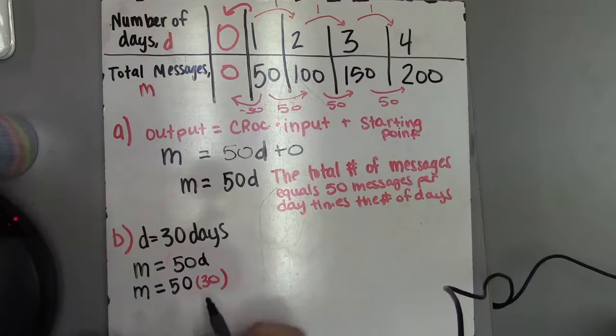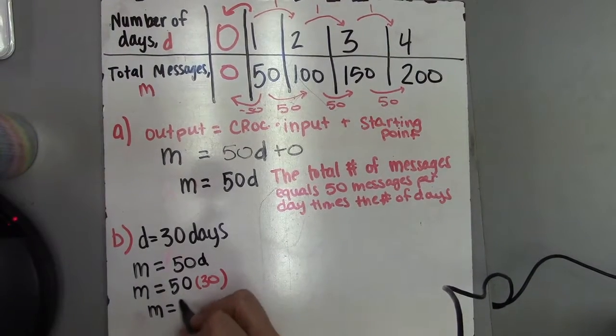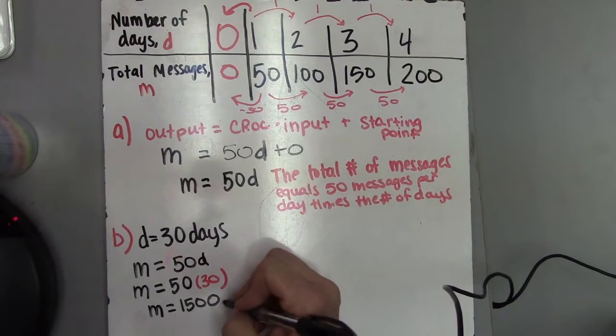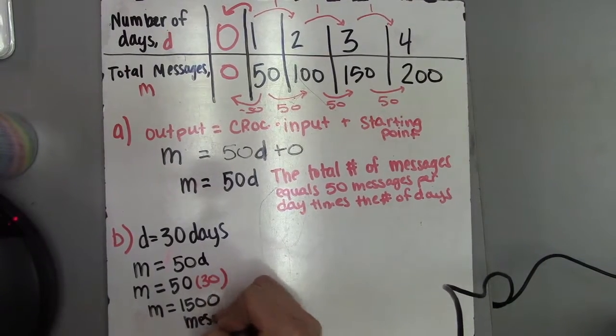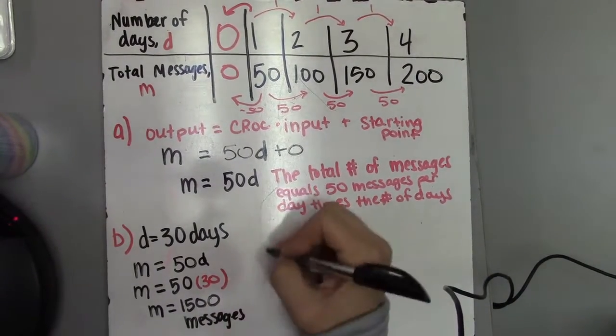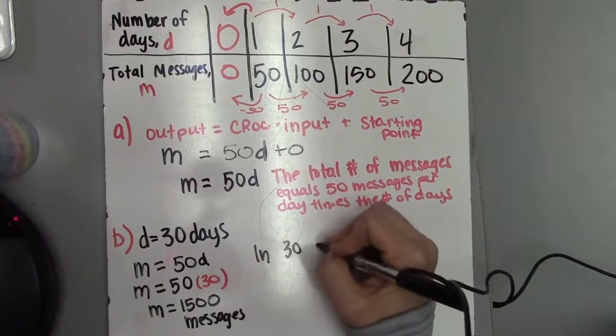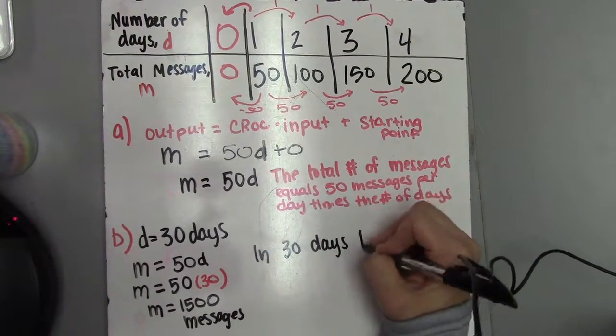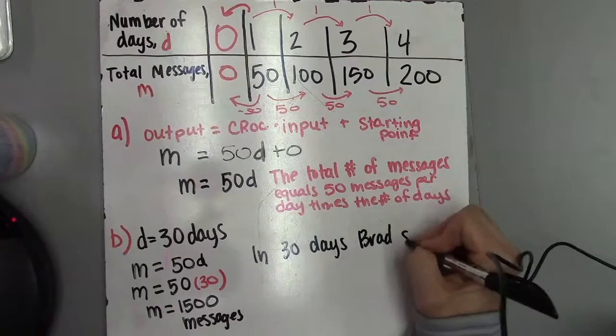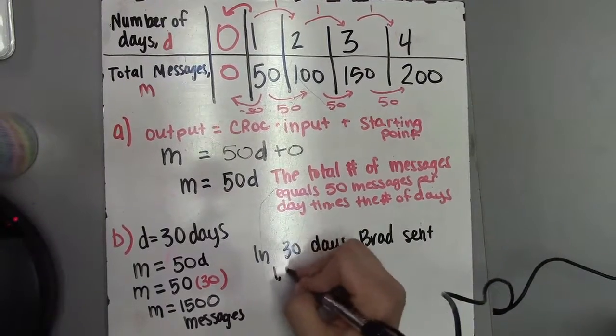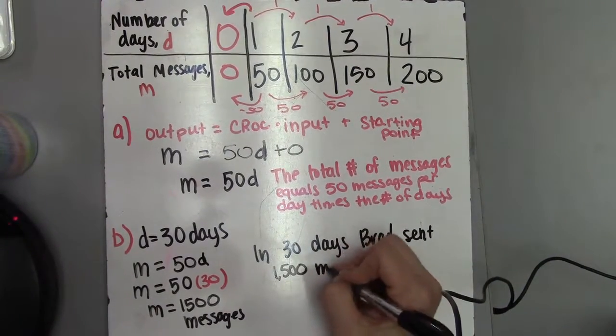So 50 times 30 would be 1,500, or 1,500 messages. So in 30 days, Brad sent 1,500 messages.